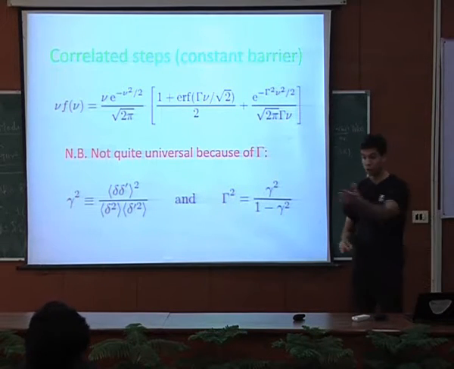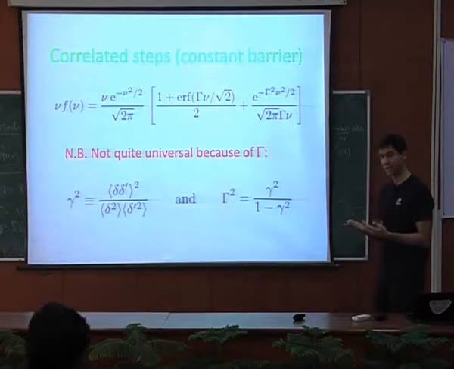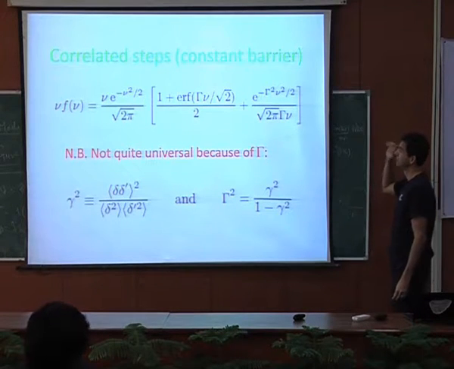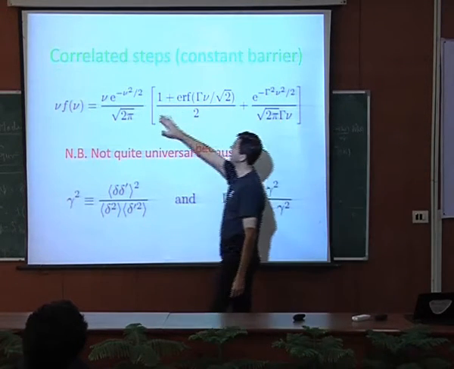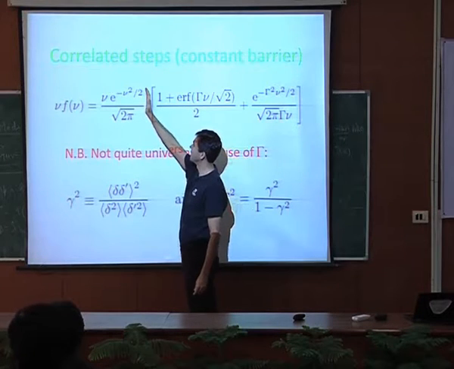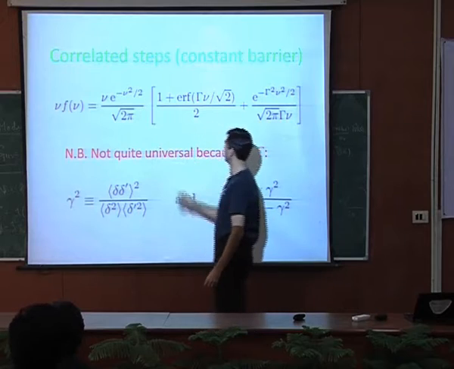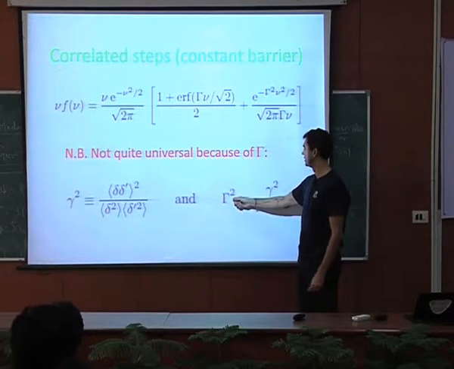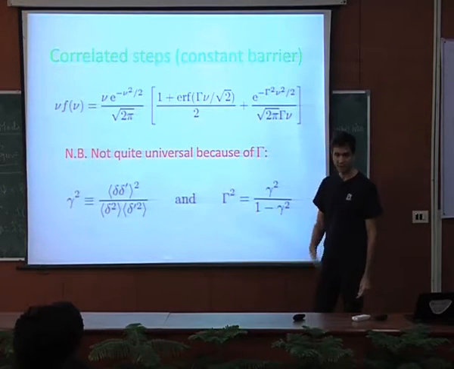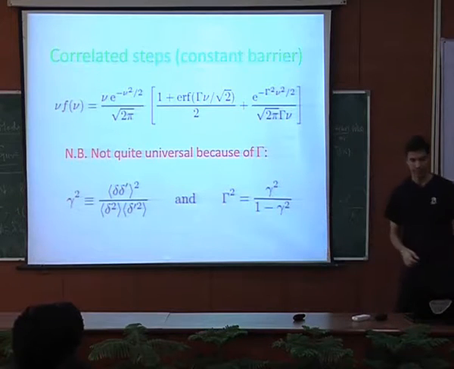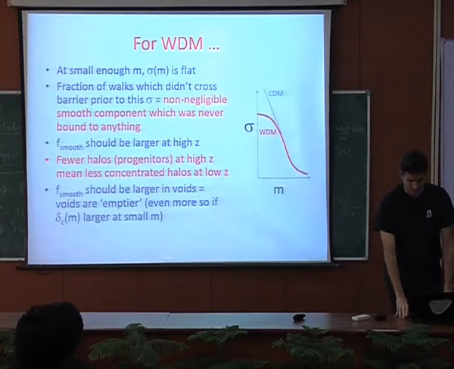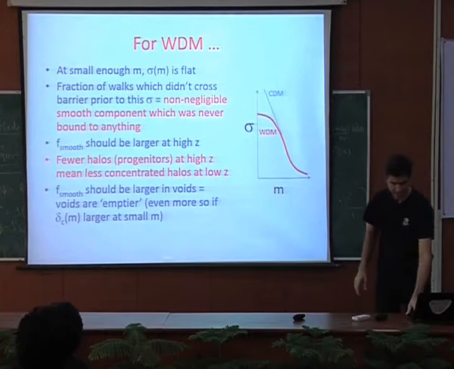Yeah. So you're looking at scale-free simulations. The prejudice had been that if you work in this variable, then the mass function should be independent of power spectrum. And this is saying that is not quite true because this number is different for different power spectra, and so they won't be the same. Okay?